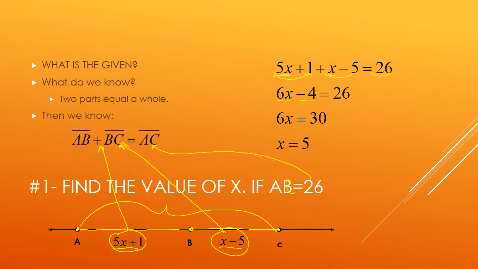Now we have a 2-step equation. We add 4 to both sides. These then cancel out, leaving us with 6x, and then 26 plus 4 is 30. Now we're going to divide by 6 to isolate our variable, and we get x equals 5. And the question just asked for the value of x. So there you go. All right, let's move on to number 2.